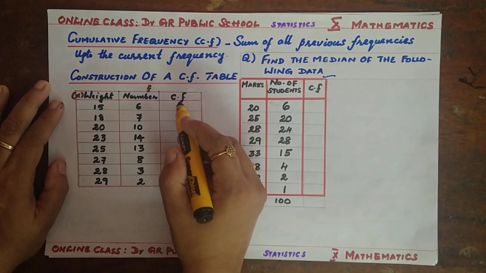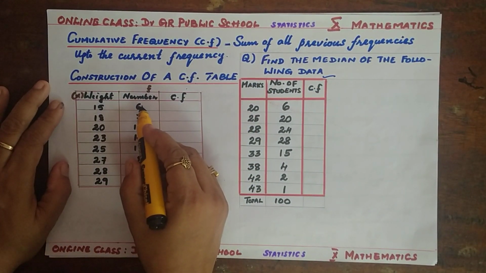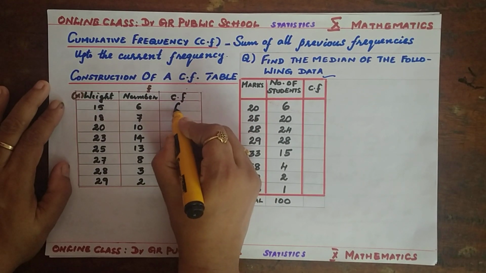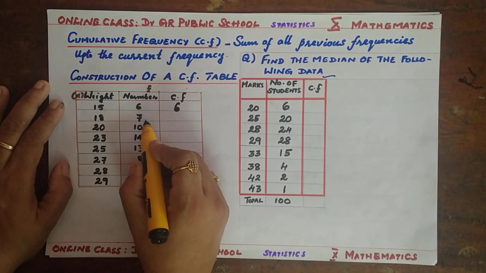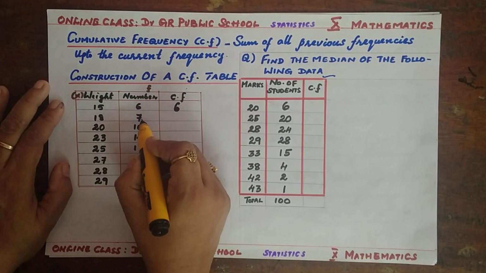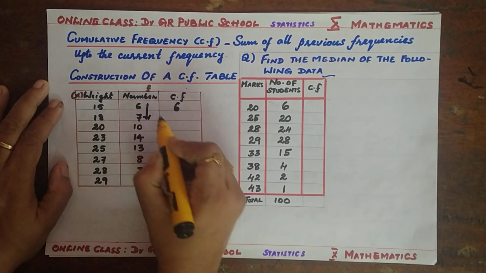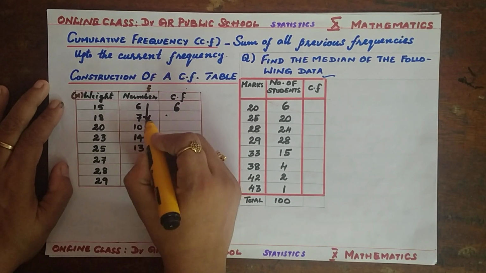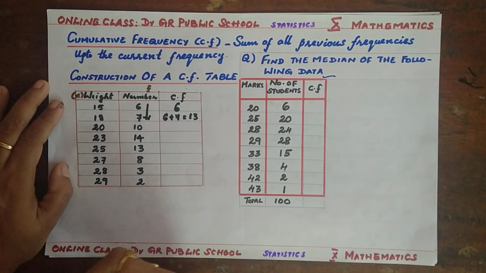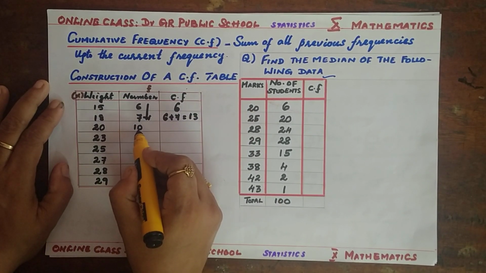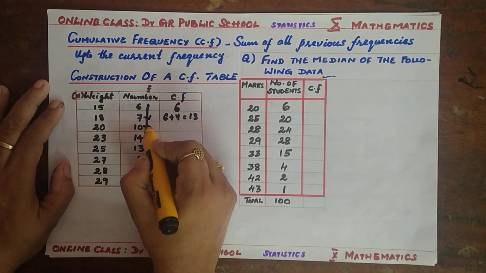I told you that a CF is the sum of all previous frequencies. For this frequency 6, there isn't any previous frequency, so I am going to write the 6 at first. But come to the next one, 7. For 7, the sum of all previous frequencies up to the current, that is, you need to sum up these two. So 6 plus 7, which is 13, you need to write. Okay. Then for this 10, you need to sum up the frequencies from 6 to 10, this much.